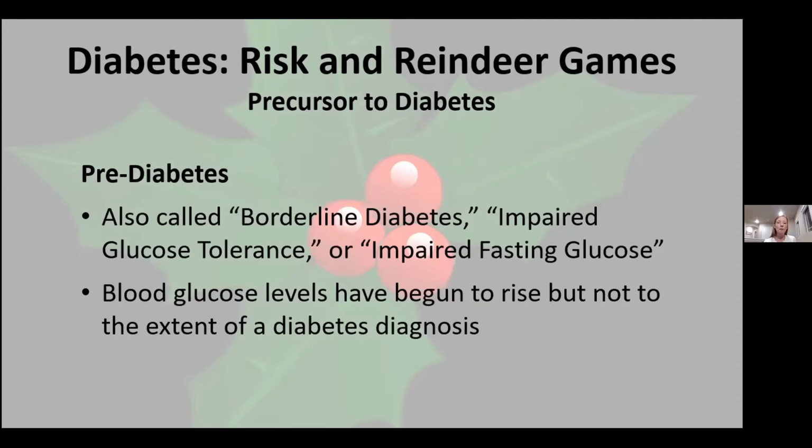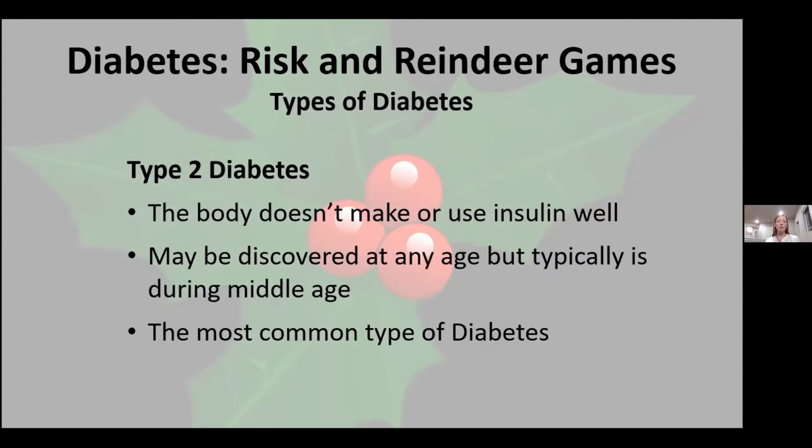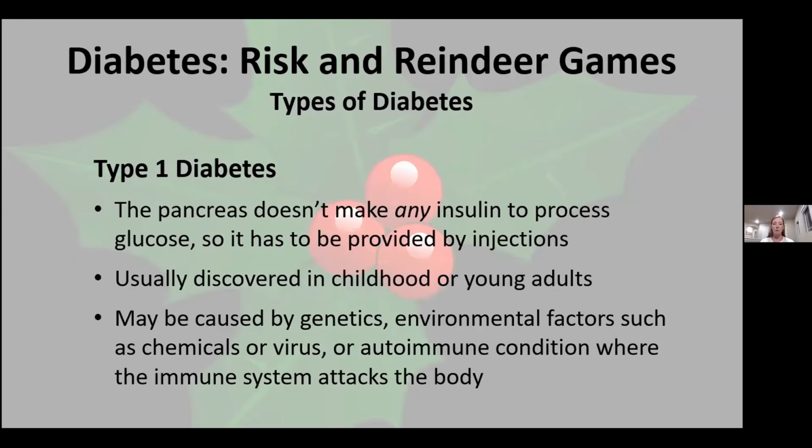So prediabetes, you might also hear called borderline diabetes, impaired glucose tolerance or impaired fasting glucose. And this is when the blood glucose levels have begun to rise, but not yet to the extent of a diabetes diagnosis. So things are getting a little bit harder to work. Type 2 diabetes is when the body is not making or using insulin well. That could be discovered at any age. It's typically discovered during middle age, and type 2 diabetes is the most common type of diabetes.